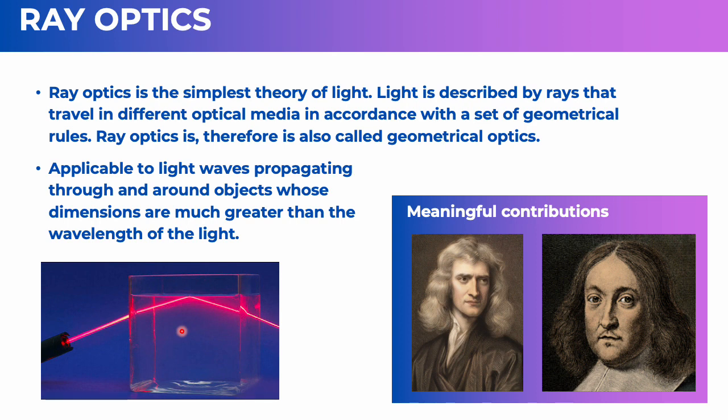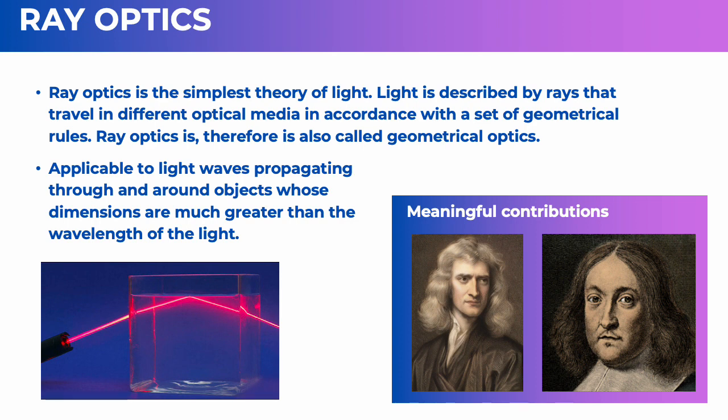Two scientists who have made meaningful contributions to the field are Newton and Fermat. Newton, in the 17th century, for the first time demonstrated that light could be separated into constituent colors. He also introduced the concept of light being a stream of particles, or corpuscles as he called them, and he also introduced the concept of a spectrum.